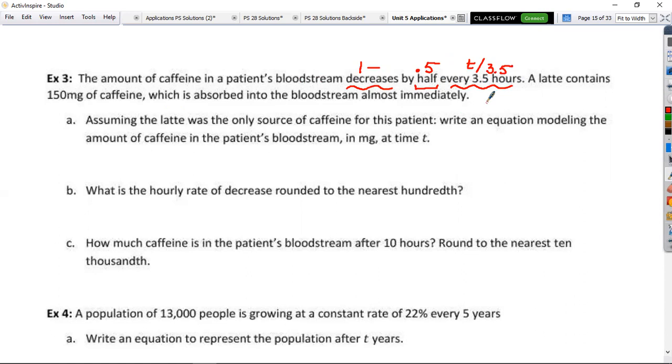Perfect. A latte is going to contain 150 milligrams of caffeine, which is absorbed into the bloodstream almost immediately. So assuming that the latte was the only source of caffeine, write an equation modeling the amount of caffeine in the bloodstream in milligrams at time t. So I'm going to say A of t equals. My initial value comes first. It's not money this time, but it works the same way. So 150, and then 1 minus 0.5 would just be, and then this is raised to the t divided by 3.5.